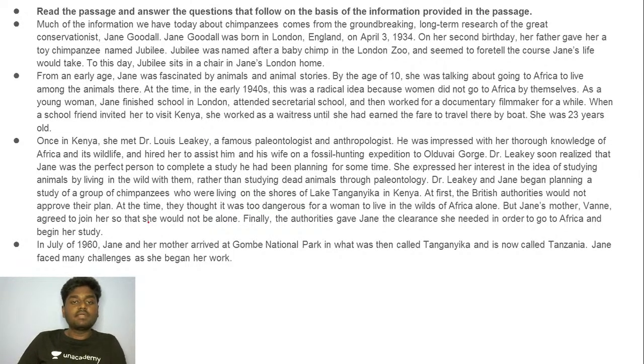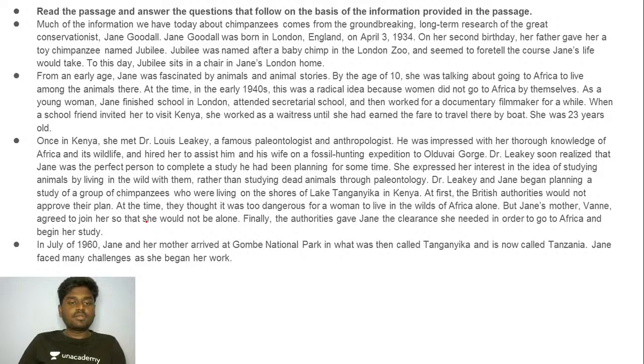At the time, in the early 1940s, this was a radical idea because women did not go to Africa by themselves. As a young woman, Jane finished school in London, attended secretarial school, and then worked for a documentary filmmaker for a while. When a school friend invited her to visit Kenya, she worked as a waitress until she had earned a fare to travel there by boat. She was 23 years old.